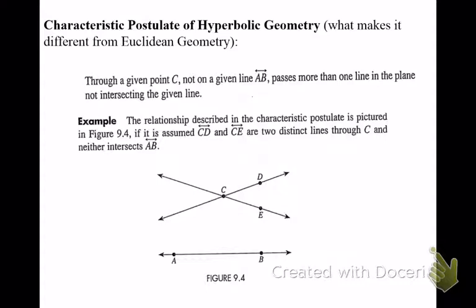So it's saying that, as you see in this picture, we've got the lines CE and CD. It's saying both of those lines will not intersect AB. In Euclidean geometry, there's only one line through a point that won't intersect the other line. Here we've got two. Okay? The relationship described in the characteristic postulate is pictured if it is assumed that CD and CE are two distinct lines through C, and neither intersects AB.